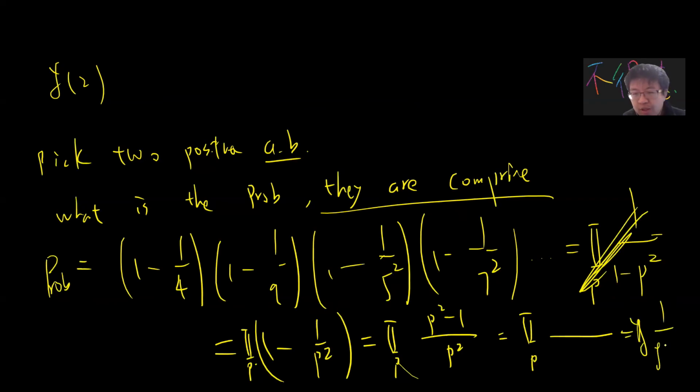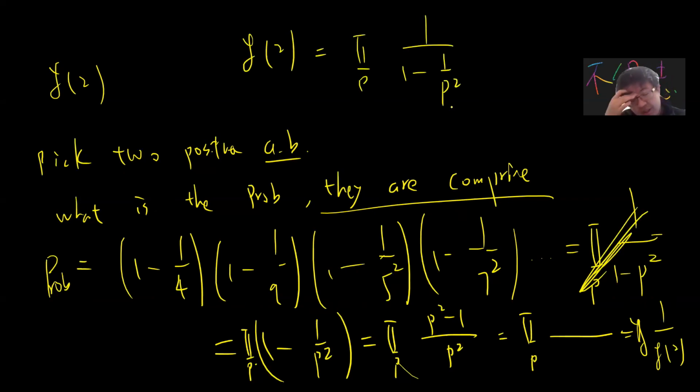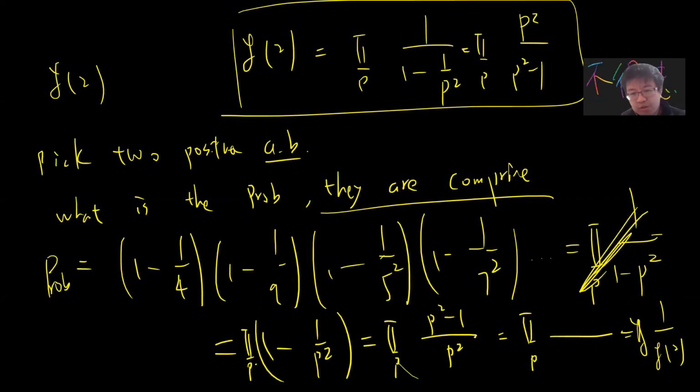And if you just look at it, you can see that this is just 1 over theta 2. The reason is that theta 2 is defined to be the product of 1 over 1 minus 1 over P squared. So if you see this, it's just a flip of this. Okay, so the probability that any two positive integers you pick are coprime is basically 6 divided by pi squared. Okay, very stupid question.